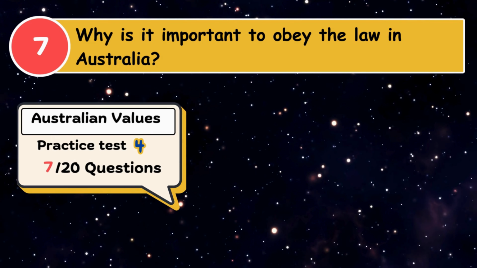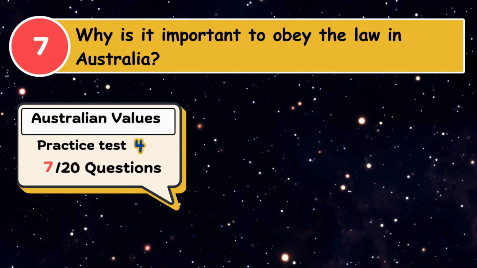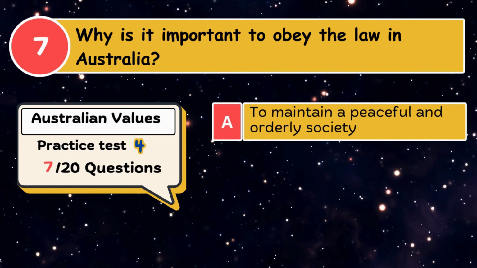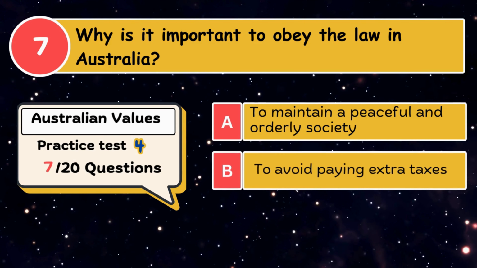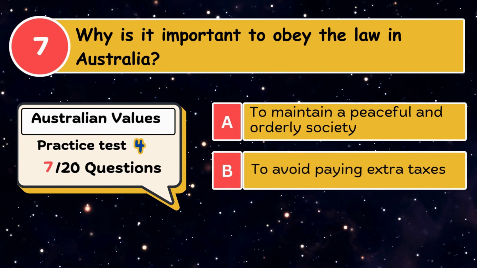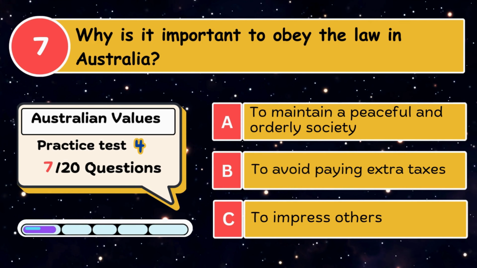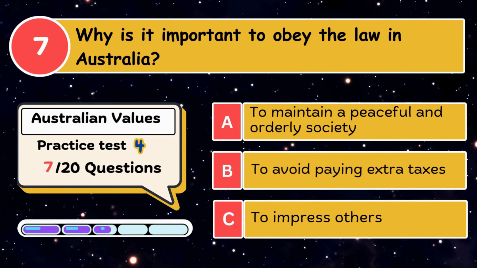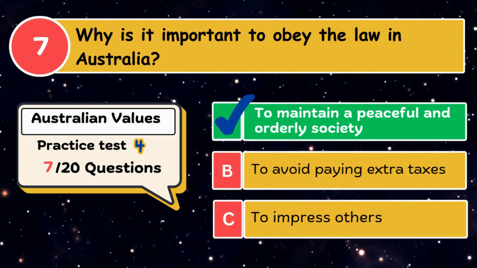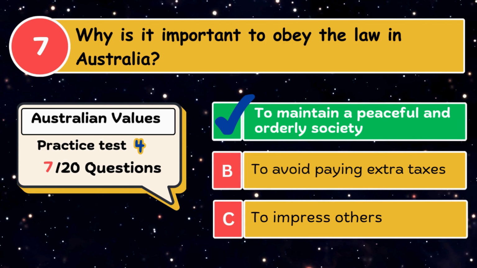Why is it important to obey the law in Australia? A. To maintain a peaceful and orderly society. B. To avoid paying extra taxes. C. To impress others. The correct answer is to maintain a peaceful and orderly society.